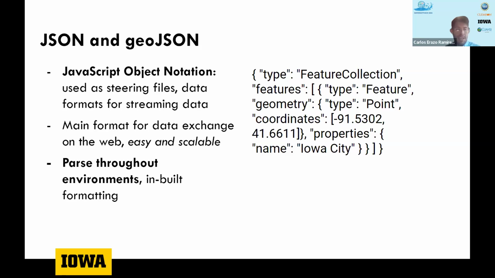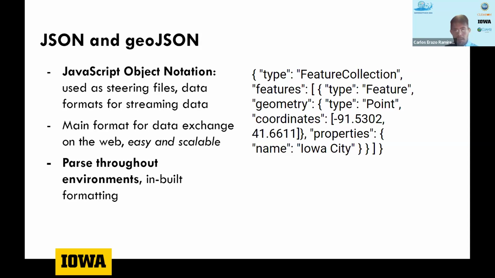So whenever you get a response from an API, you're probably going to get a JSON object, or a REST API should have a JSON object available. It is the main format, again, for data exchange on the web because it's very easy and scalable. And it can be parsed throughout different environments. It can be parsed in Python, in R, and C, and C++, in JavaScript, and Ruby, anything that you guys might want to explore. Why? It's because of its simplicity. It's just bracket notation. You have the quotes.